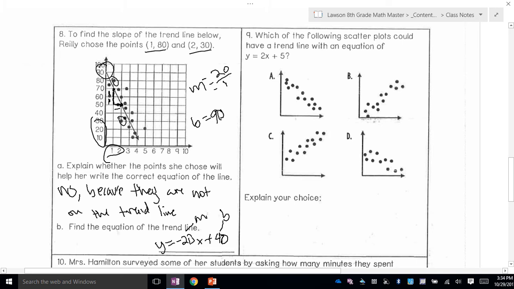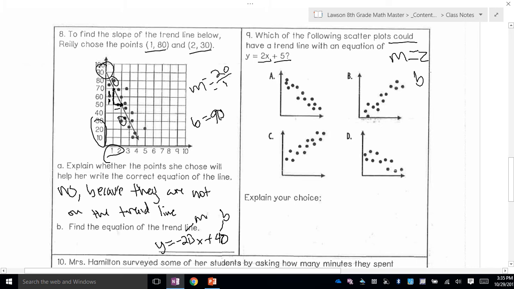So looking at number 9, it says which of the following scatter plots could have a trend line with an equation of y equals 2x plus 5. Okay, so it says could, and I know that it's going to give me 2 pieces of information here because this is written in slope-intercept form, so it's going to tell me my slope and my y-intercept. My slope is in front of my x, or it's my coefficient, which is a positive 2. So my slope equals positive 2. My y-intercept is going to be a positive 5.